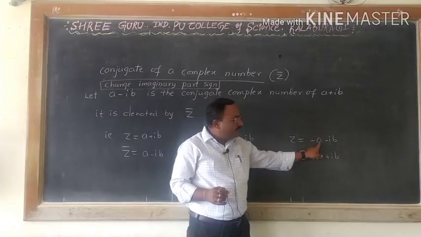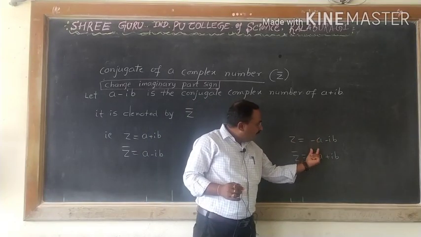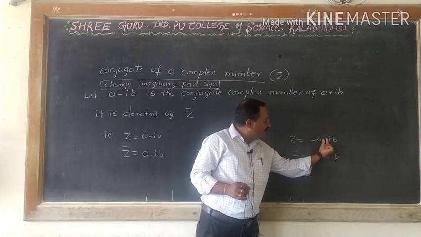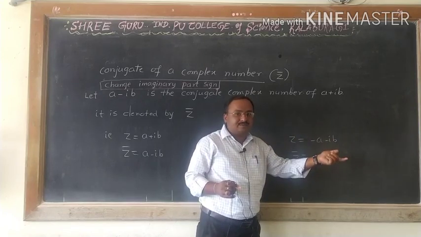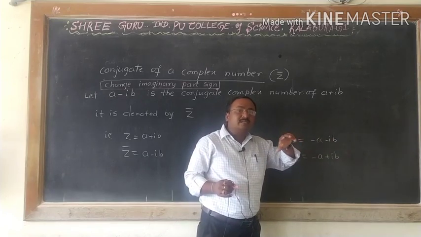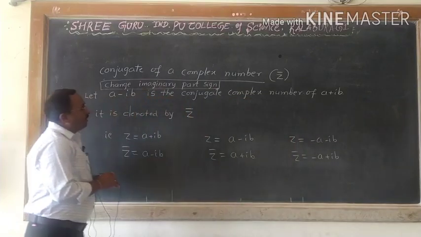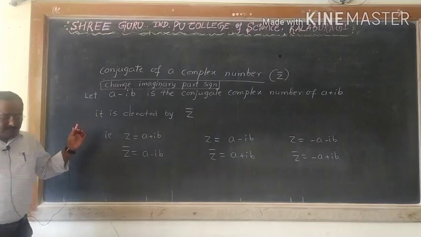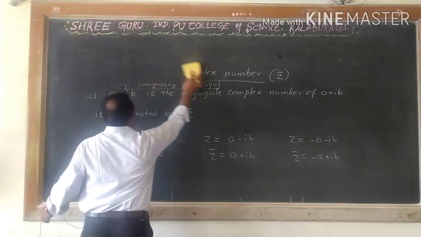Suppose Z is equal to minus a minus ib. Here Z bar is what? Here real part no change. Real part no change. Only change imaginary part of the sign. That is the bar. Bar definitely changes. Understood? Conjugate means change imaginary part sign. Here that is conjugate of a complex number. Write some examples.